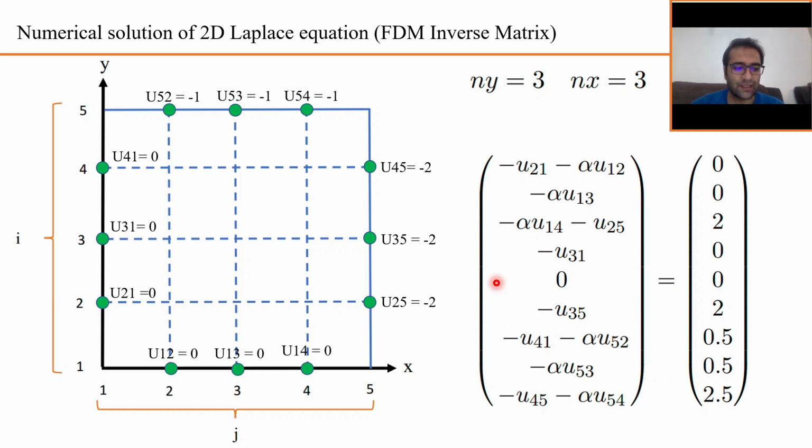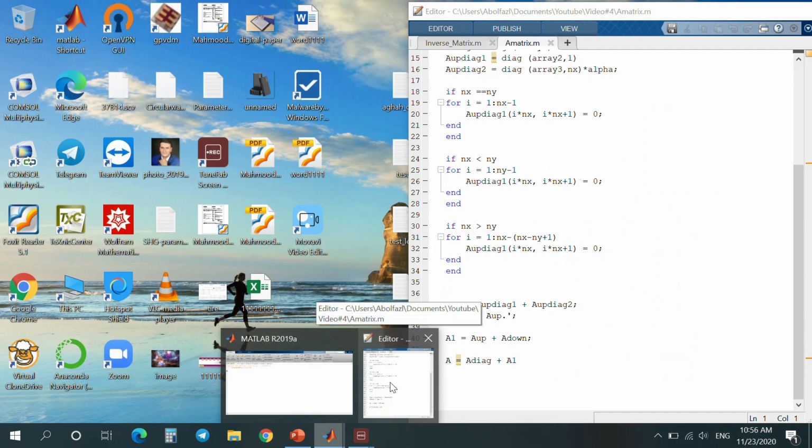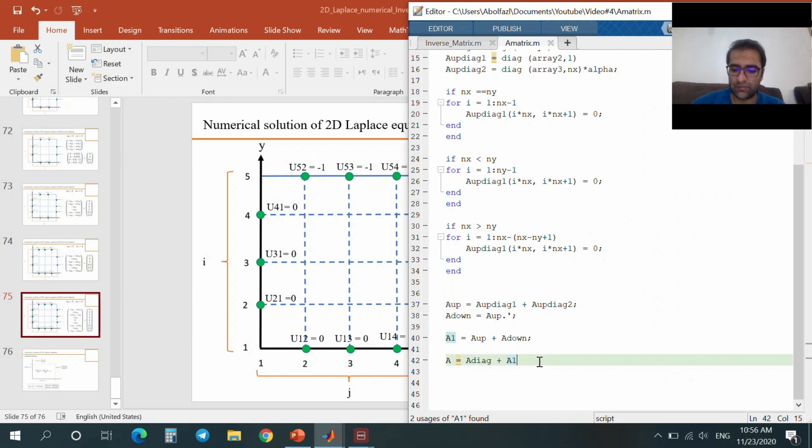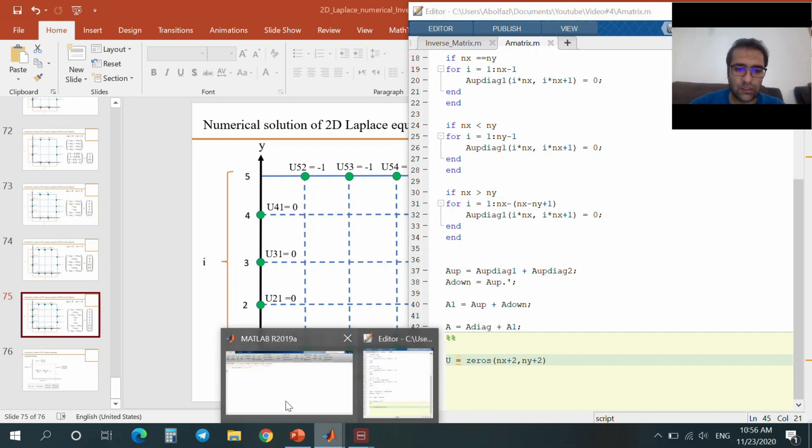Let's again go to MATLAB and write code for the f matrix. First of all, let me put a semicolon here. I don't need this A matrix anymore. Okay, let me allocate memory for u, and this u will be the numerical solution. Let me write it with zeros, and we have nx plus 2 by ny plus 2. And let me check.